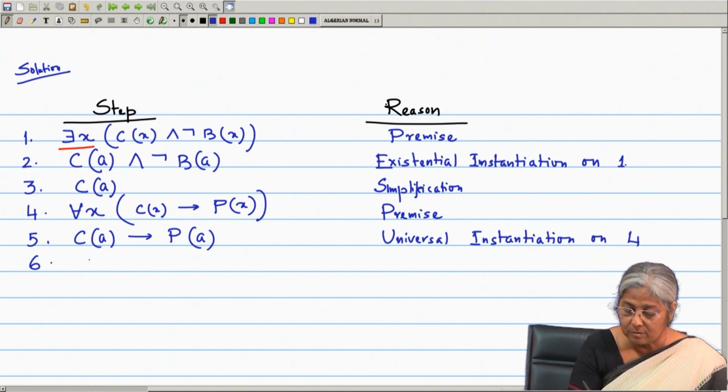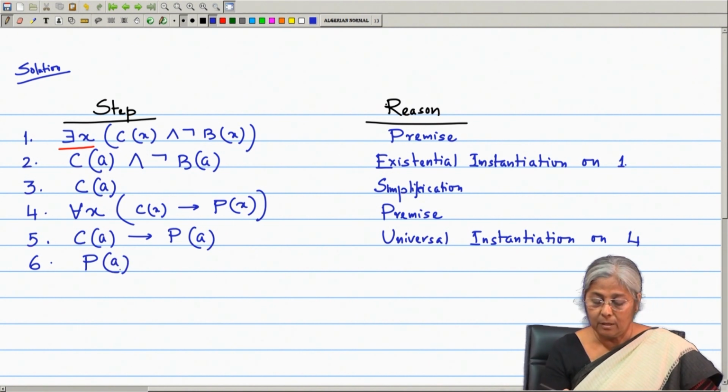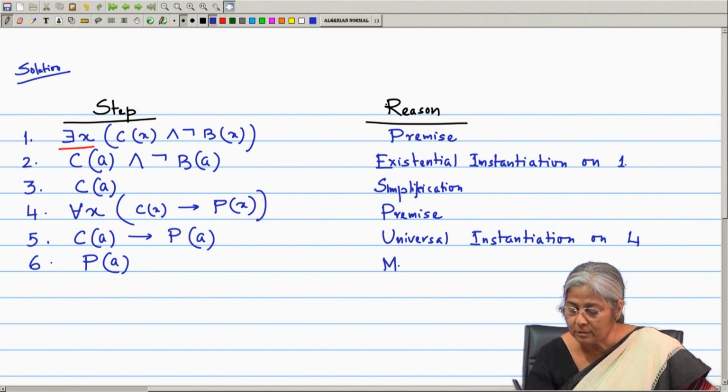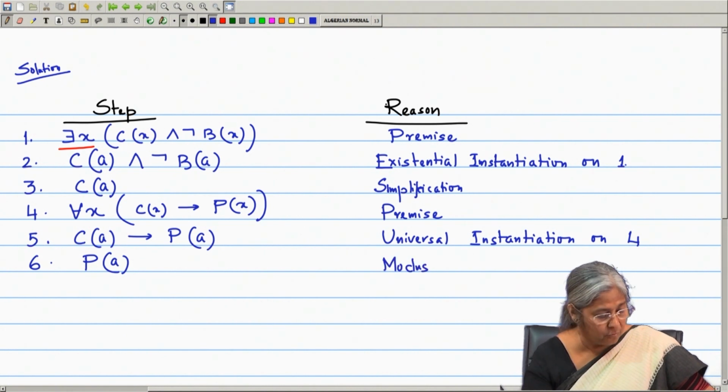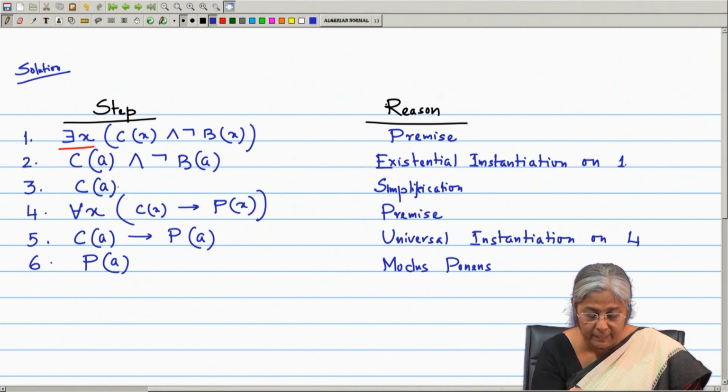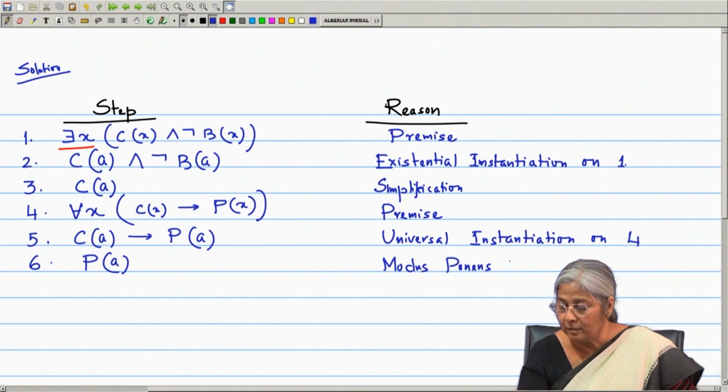Now, all are passed. So, I can write that it is P A, or rather I can apply a rule. It is actually modus ponens. The rule of inference is the modus ponens on C A, and C A implies P A, on 3 and 5.